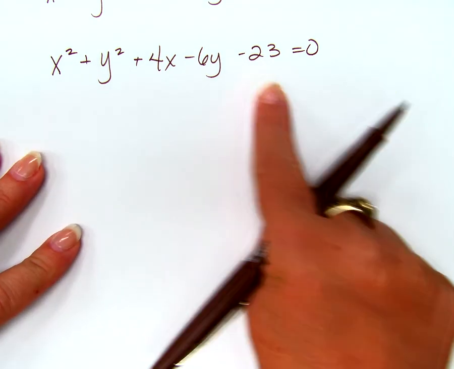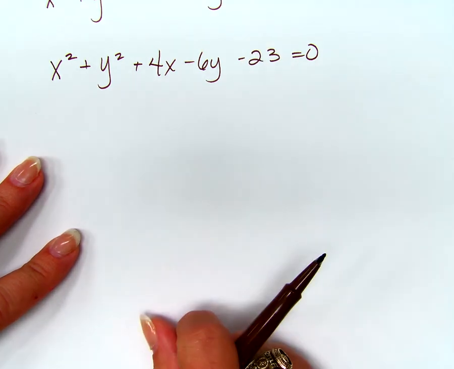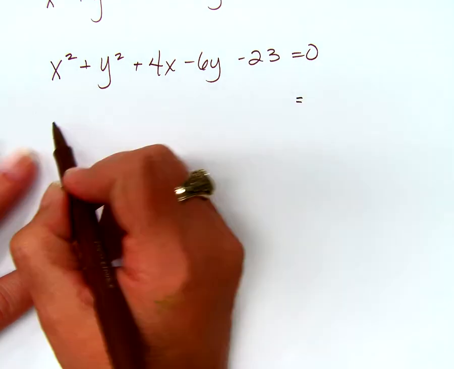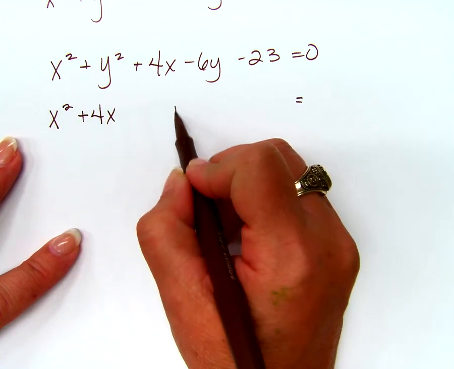First thing I'm going to do is get rid of this 23. I'm not just making it poof go away. I'm scooting it to the other side of the equal sign. The other thing I'm going to do at the same time is gather my like terms together.